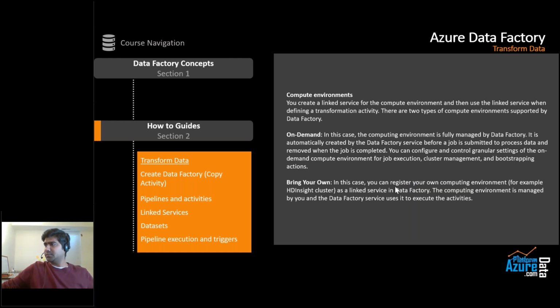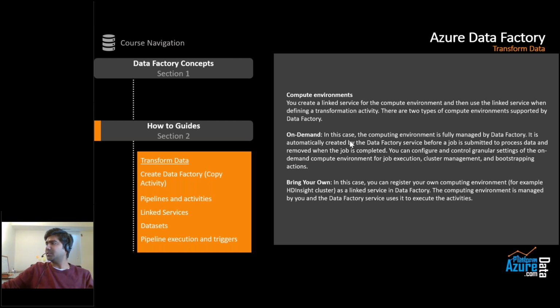So our next section is mainly about demo. I just have one slide in this particular section and then we will jump to demo. So we have transform data. For transforming data, we have different environments, like the compute environment, where you can create a linked service for the compute environment and then use the linked service when defining a transformation activity. They are saying there are two types of environment supported by Data Factory. One is on demand and one is bring your own.